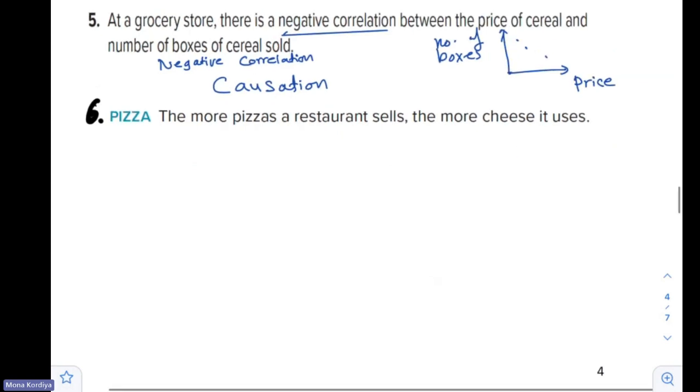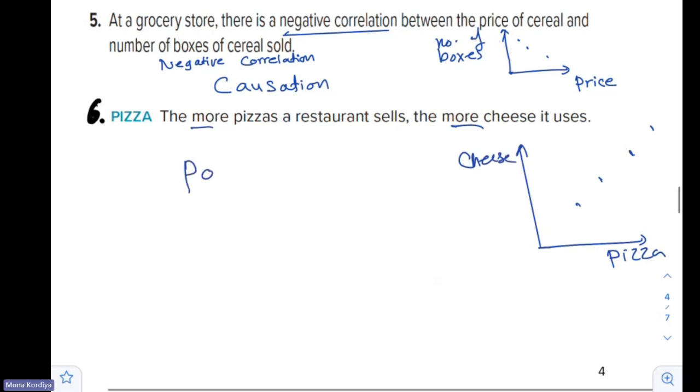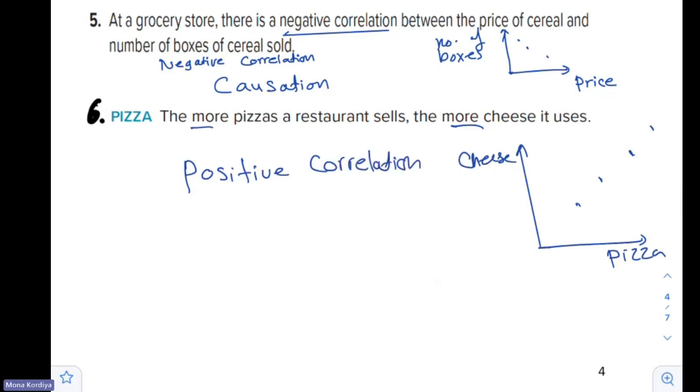Now pizza. The more pizza the restaurant sells, the more cheese is used, more with more, meaning positive correlation. Not necessarily to be a line, but it's increasing together. So it has positive correlation. And this causes that, of course. Yani for the pizza, you need more cheese, more mozzarella. So that means it's also causation.